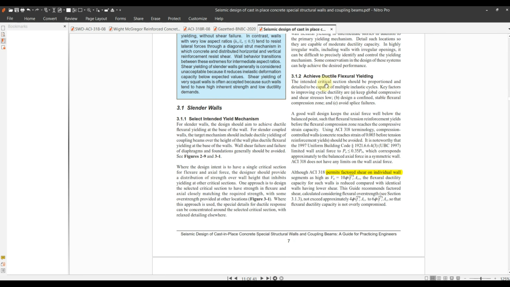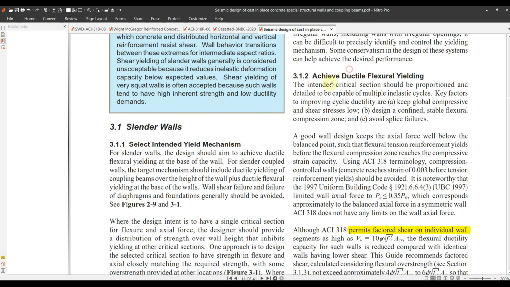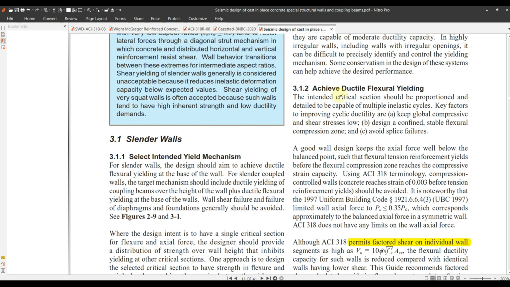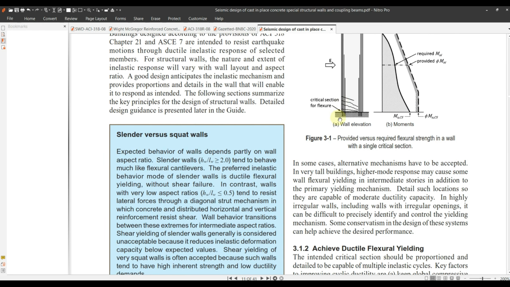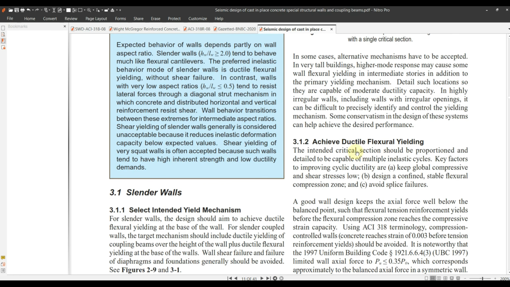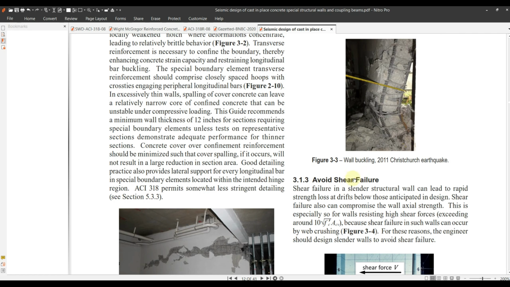So you have to take care of these fundamental design requirements, such as you have to achieve ductile flexural yielding. You should keep in mind that you will let your wall form a plastic hinge here by yielding your flexural reinforcement. But at the time of the yielding of the flexural reinforcement, your wall should not fail in shear. So you are allowing your wall to achieve that ductile flexural yielding, whereas you avoid shear failure.